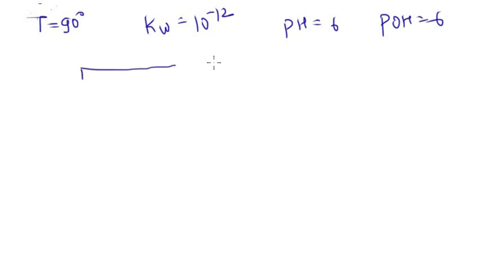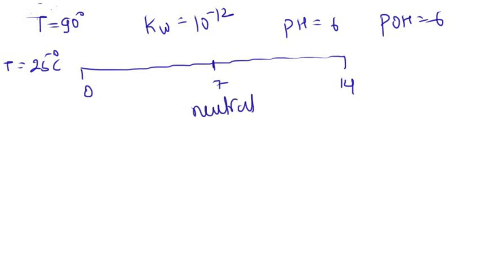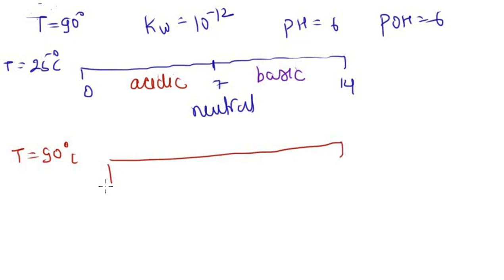So there is a scale: when the temperature is 25 degrees centigrade, the pH varies from 0 to 14, and at 7 it is neutral, and this part is called the acidic part, and this part is called the basic part. When we increase the temperature to 90 degrees, the scale turns out to be 0 to 12. Then pH 6 is the neutral pH, and this is called the acidic part, and this is called the basic part. So the difference is the same.